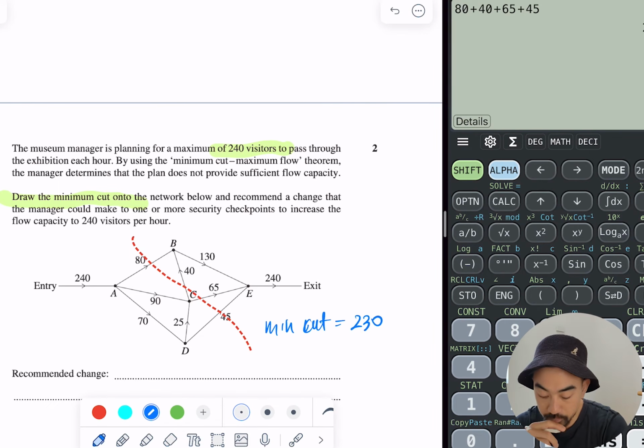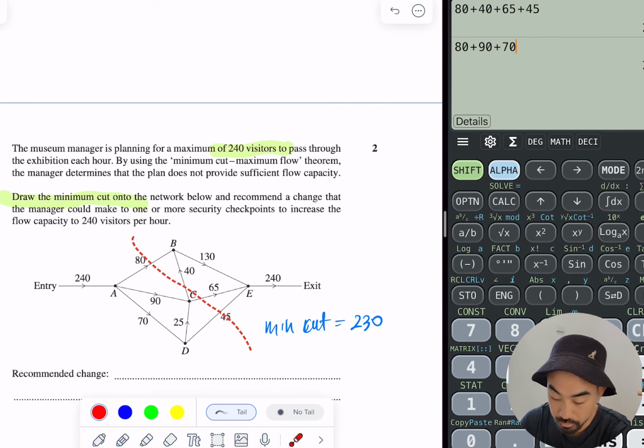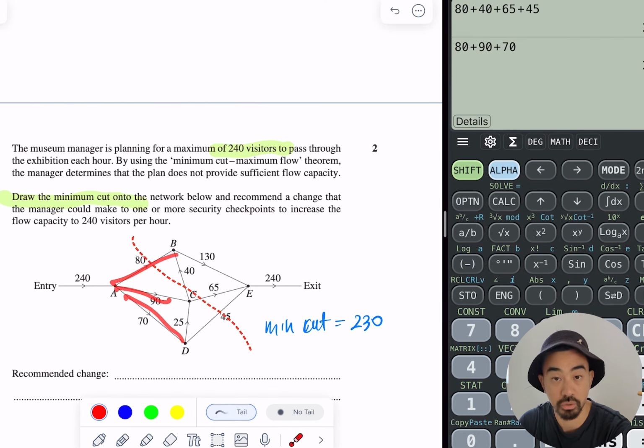Okay, now what that's telling us is we want to improve, or maximize, the network by getting it to 240. So the difference between 240 and 230 is 10. We need to find an edge to increase by 10. All right, so let's examine this for a second. You have 240 going into A. Now how much is coming out of A? Coming out of A is 80 plus 90 plus 70. So that's the outflow. Okay, so 240 comes out of there. So we're good so far. We're trying to look for the blockage.